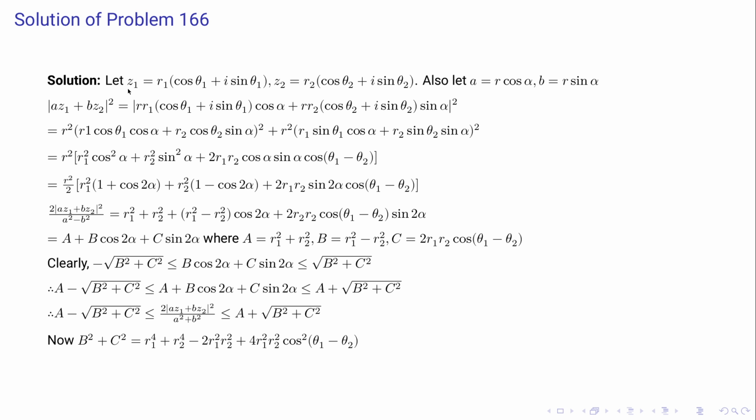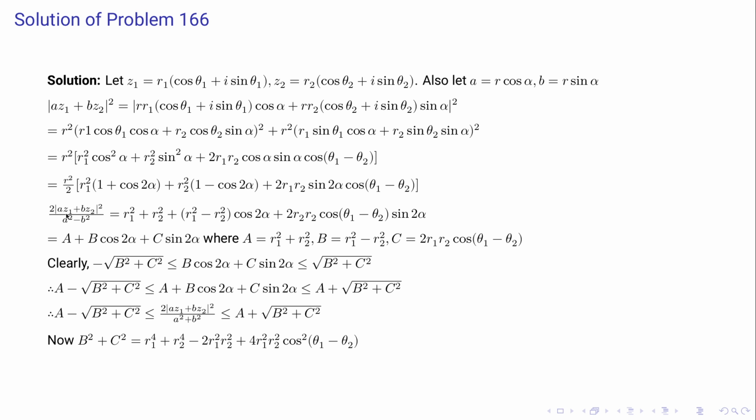So here we take Z1 as R1 cos theta 1 plus i sin theta 1 and Z2 is equal to R2 cos theta 2 plus I sin theta 2. And we also let A is equal to R cos alpha and B is equal to R sin alpha. So we first compute mod of A Z1 plus B Z2 square. It is a matter of trigonometrical and algebraic manipulation, and we arrive at the end result as R square by 2 multiplied with R1 square into 1 plus cos 2 alpha plus R2 square 1 minus cos 2 alpha plus 2 R1 R2 sin 2 alpha cos of theta 1 minus theta 2.